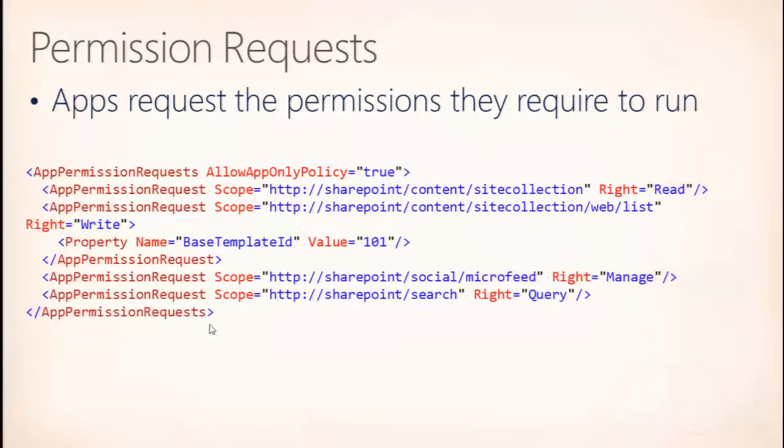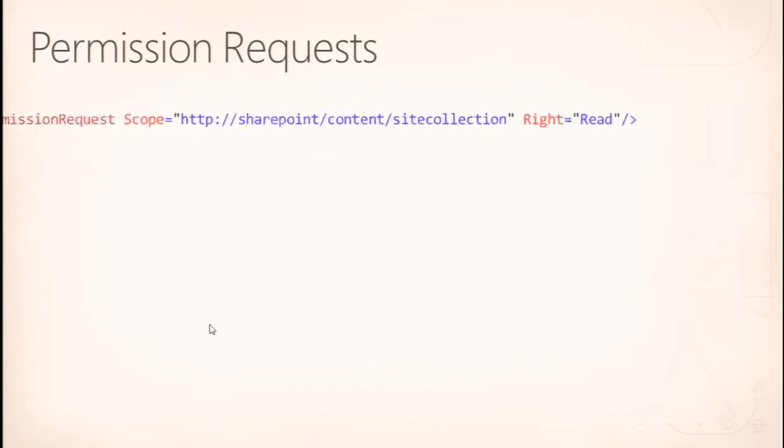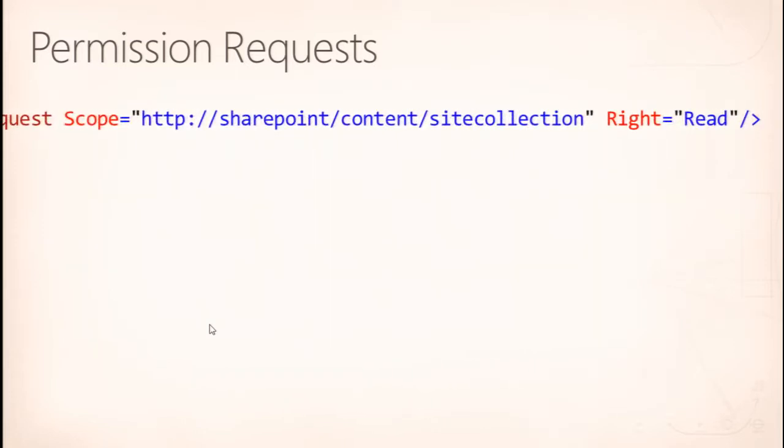This XML has kind of an interesting structure to it. It's got two attributes on it. It's got a scope attribute and a right for each one of these permission requests. And the scope is the kind of object that it wants access to. So here we have SharePoint/content/site collection. The first part of this is saying which product. So if you're asking for permission to Exchange or Lync or something like that, then it would be a different product. But for now, we're just talking about SharePoint.